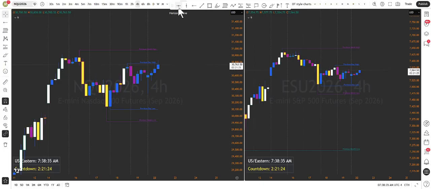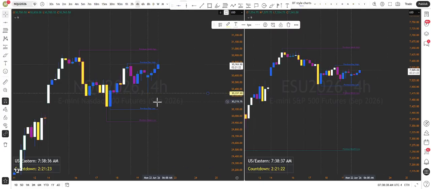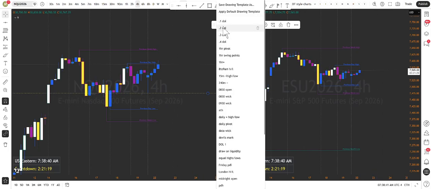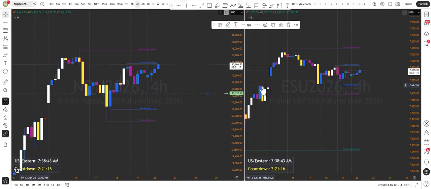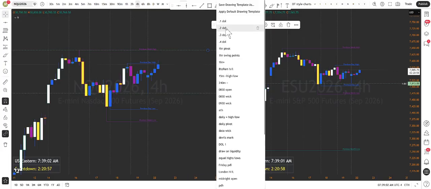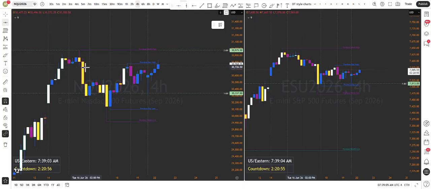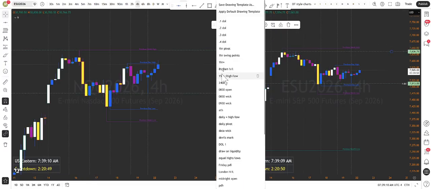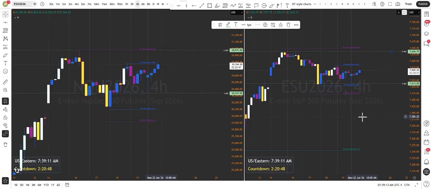like here. We'll call it drawn liquidity. And same thing, drawn liquidity on the ES. And if you come in from this side, you got previous week high. But on the ES, we quite didn't make previous day high. So we'll do that.